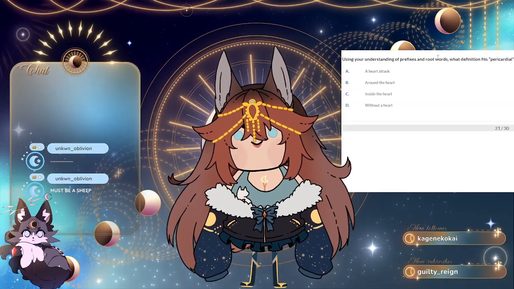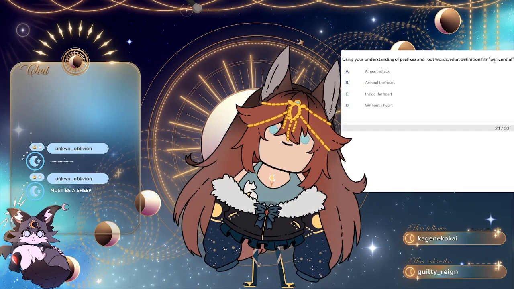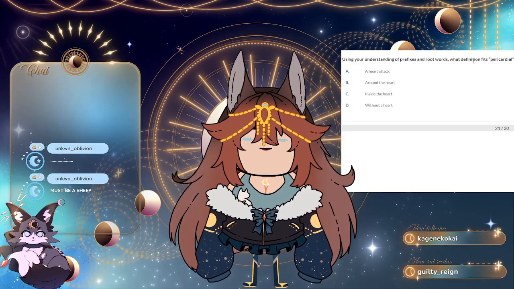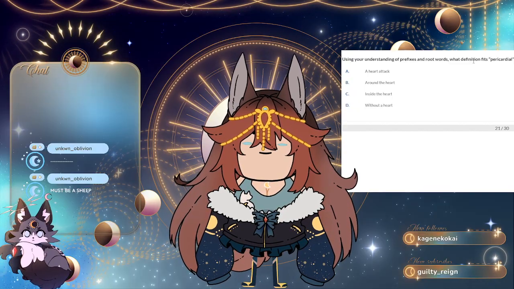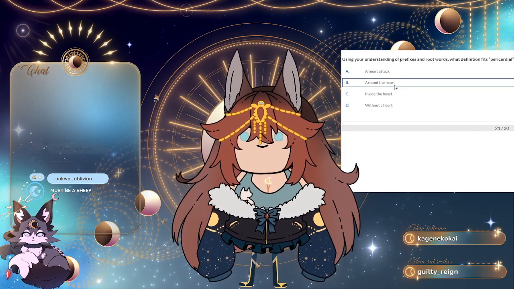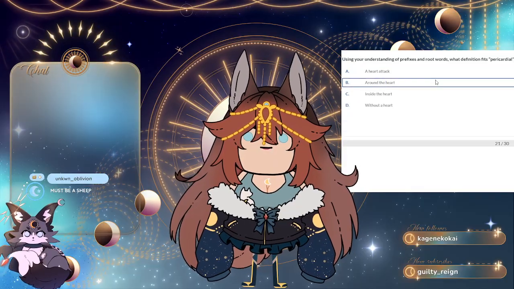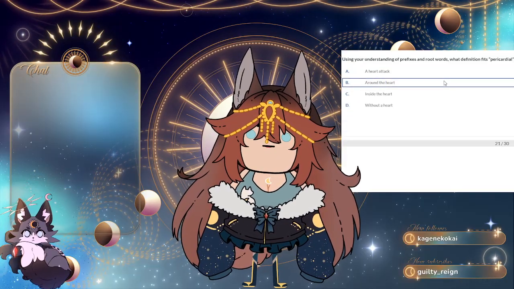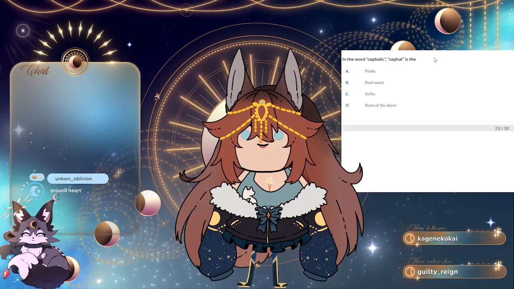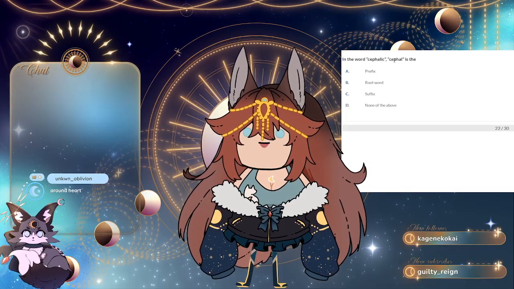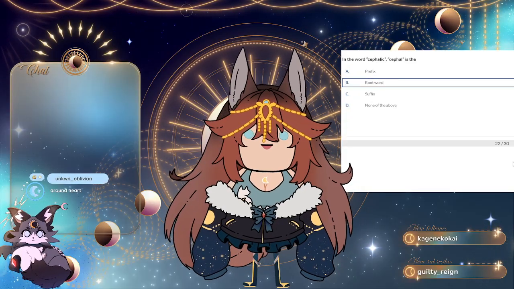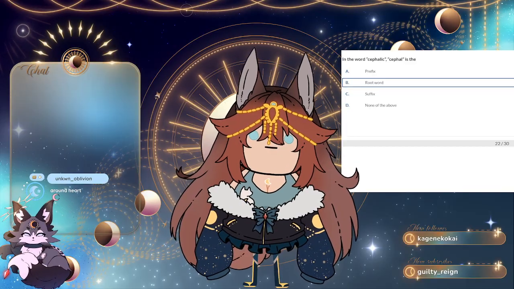Using your understanding of prefixes and roots, what definition fits pericardial? Peri, what does peri mean? Peri means surrounding, around. Cardial means the heart. Around the heart. The word cephalic, cephal is the root word, isn't it? Cephal means the top of the head.